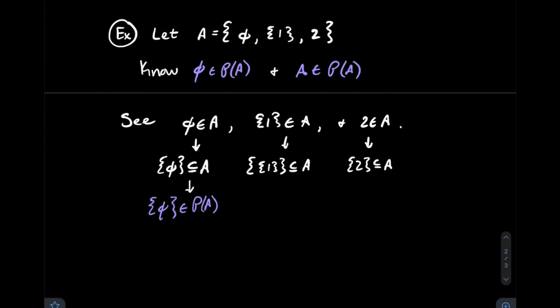another way to say that is the set containing the empty set is an element of the power set of A. Similarly, the set containing the set 1 is an element of the power set of A. And finally, the set containing 2 is an element of the power set of A. And so what have I got so far? If you're following the things I'm coloring, I'm trying to color in the elements of the power set as I collect them. And what else do you see?